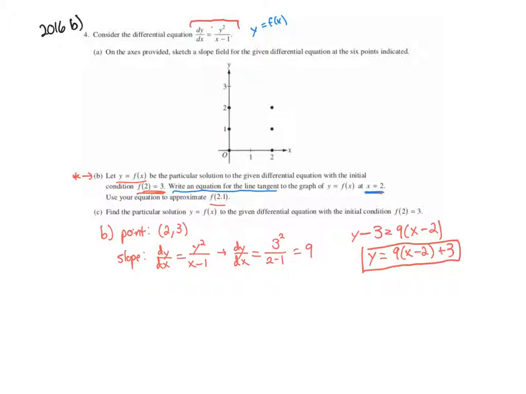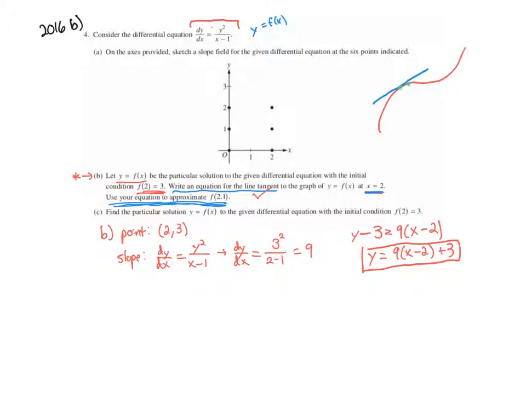So that gives this part of the problem an answer. The next part of the question is asking us to use that to approximate f of 2.1. So tangent lines, what they do is they approximate curves, yeah? So there's a tangent line to this curve, and as you can hopefully see, near this curve, the tangent line is kind of close to that.